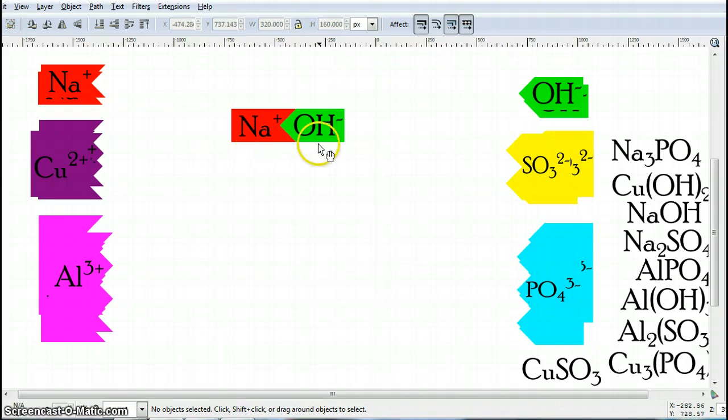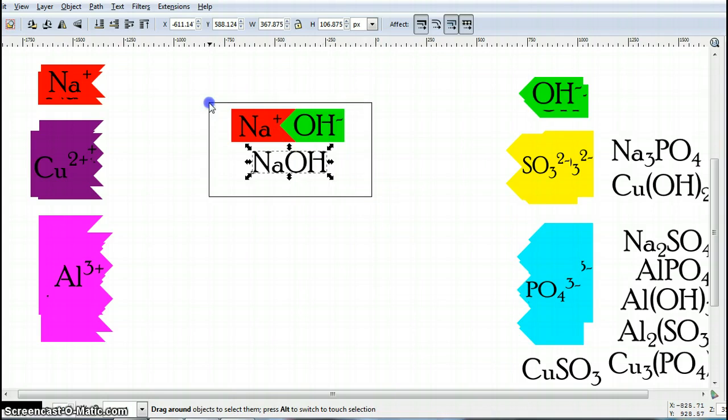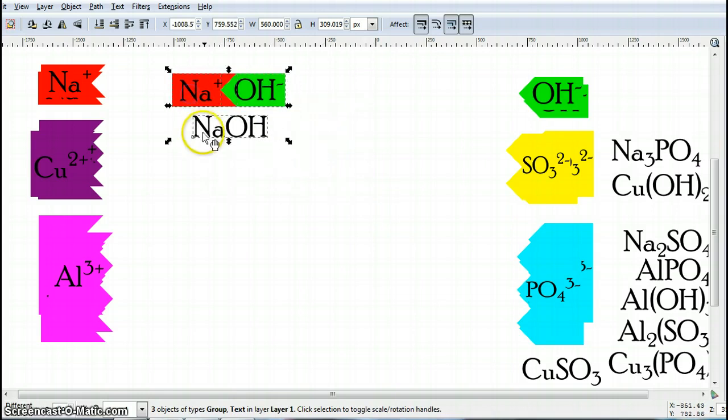One Na was needed to bind with one OH. So this guy's name would be NaOH, meaning I needed one Na for one OH. This guy's name is sodium hydroxide. Okay, the two names are sodium, which is the Na, and hydroxide, which is the OH.